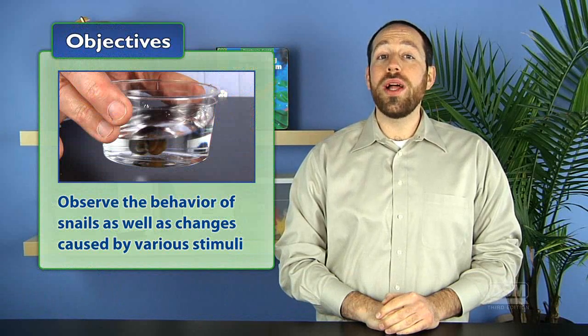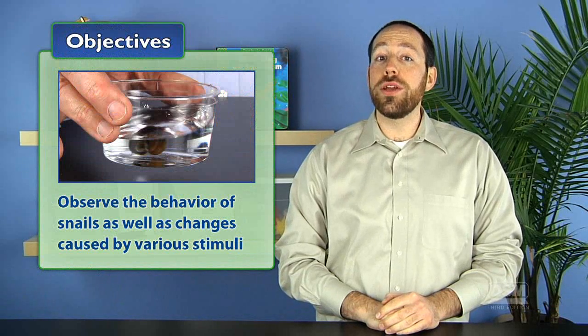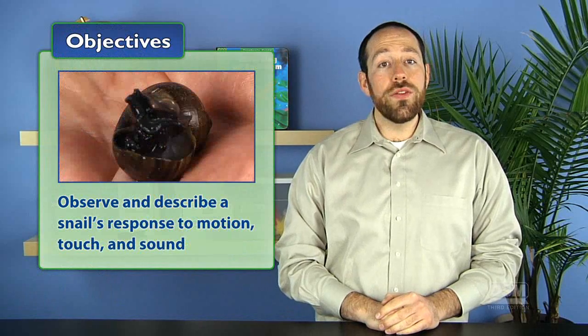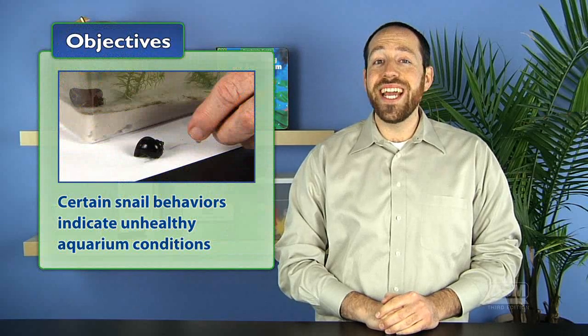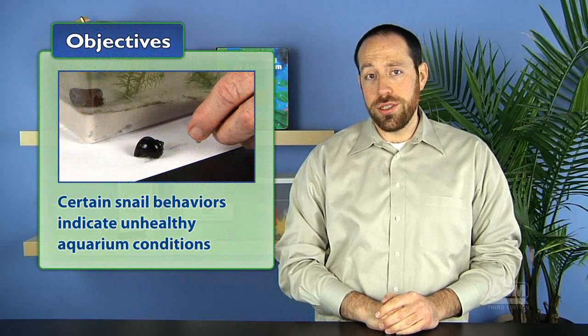In Activity 9, Behavior of Pond Snails, students observe the behavior of snails as well as changes in their behavior caused by various stimuli. They observe and describe a snail's response to motion, touch, and sound, and then learn how certain snail behaviors are an indication of unhealthy aquarium conditions.